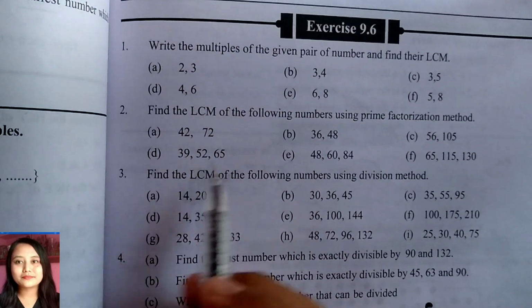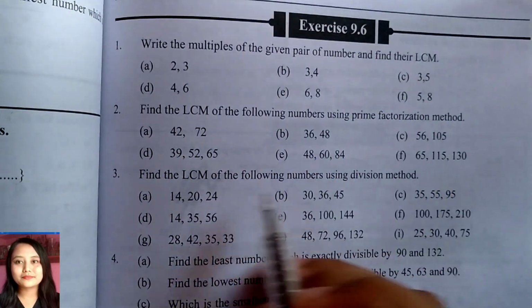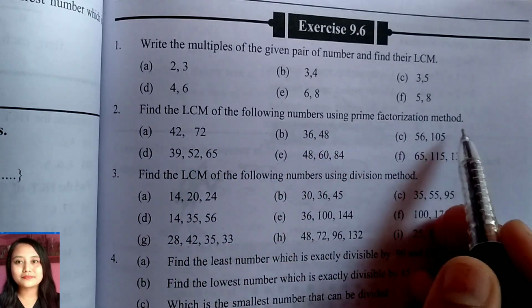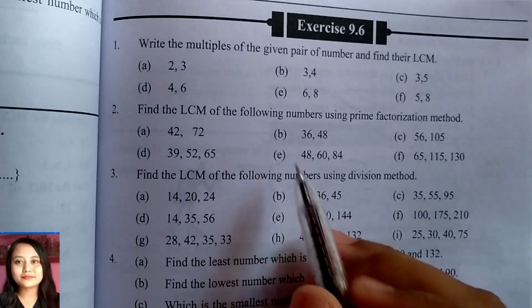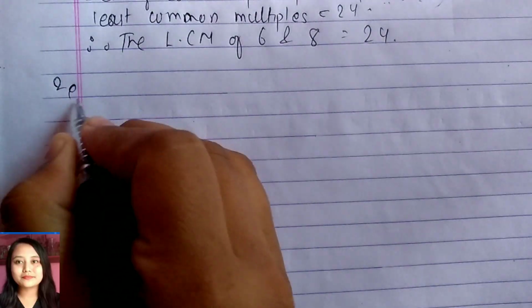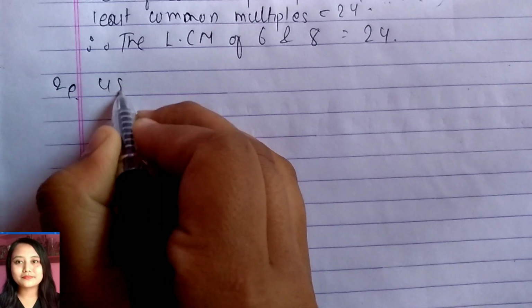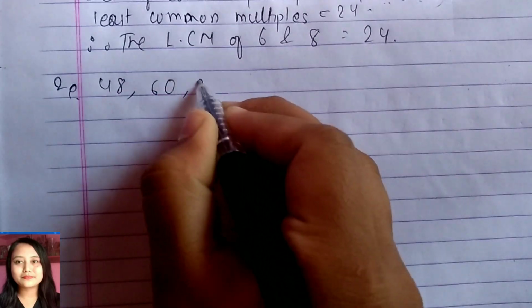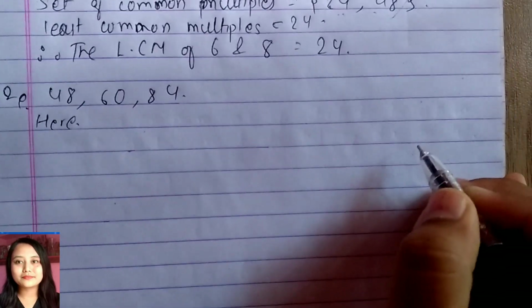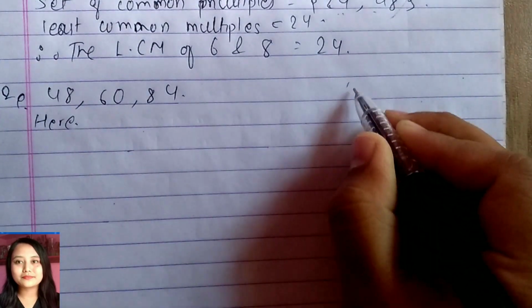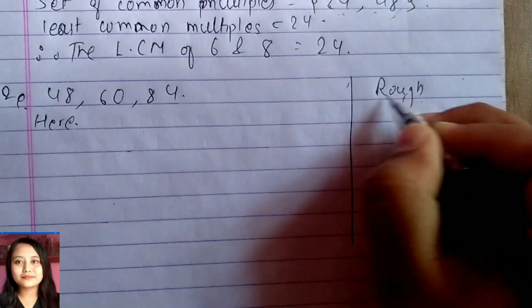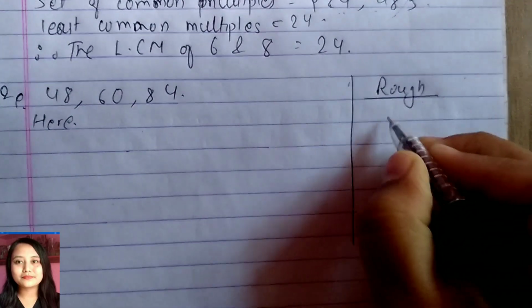All the other questions are very similar. Another we have is question number 2: find the LCM by using the prime factorization method. Let's do question number 2e. The numbers given are 48, 60 and 84. We'll write a rough work and then use the prime factorization method.